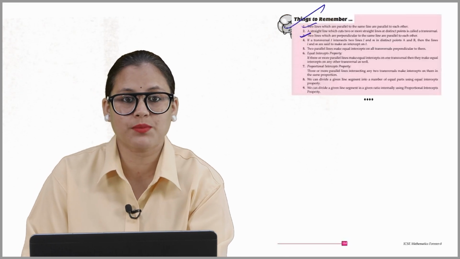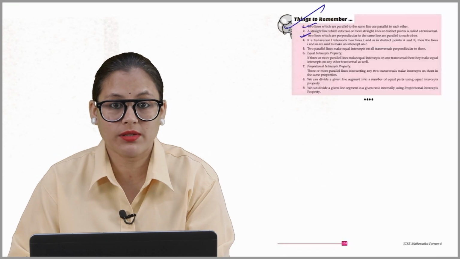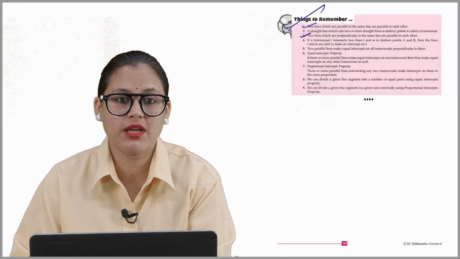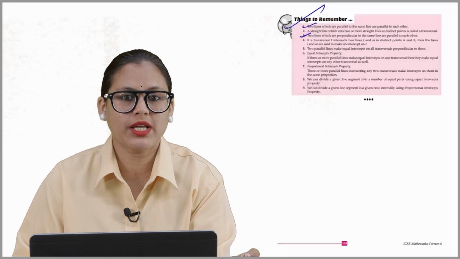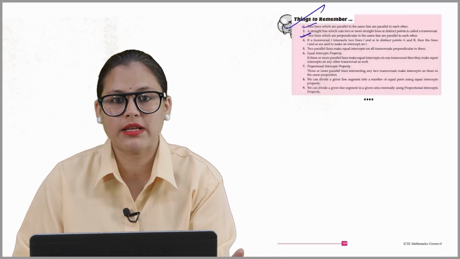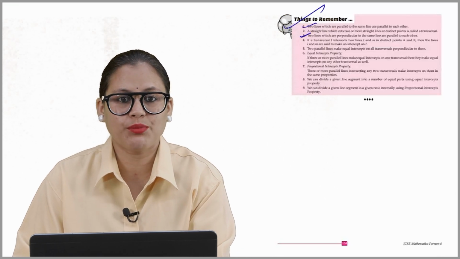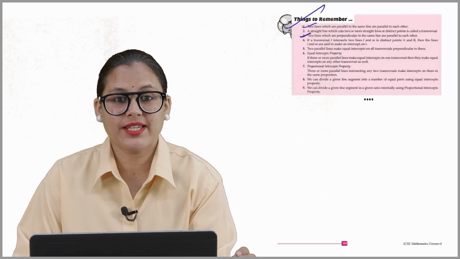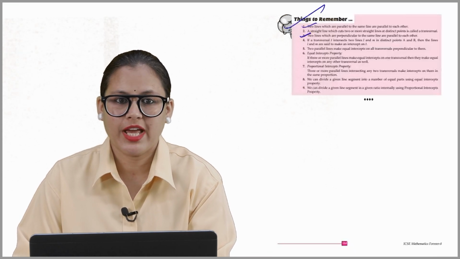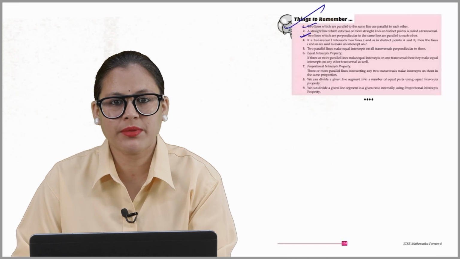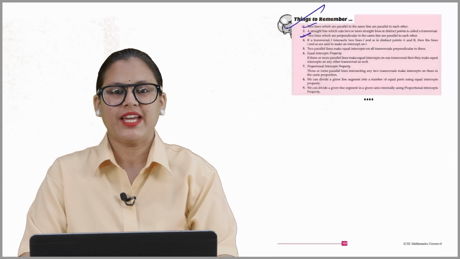6, equal intercepts property. What does it say? If 3 or more parallel lines make equal intercepts on one transversal, then they make equal intercepts on any other transversal as well. 7, proportional intercepts property: 3 or more parallel lines intersecting any 2 transversals make intercepts on them in the same proportion. 8, we can divide a given line segment into a number of equal parts using the equal intercepts property. 9, we can divide a given line segment in a given ratio internally using the proportional intercepts property.